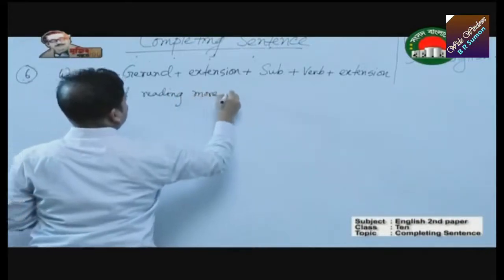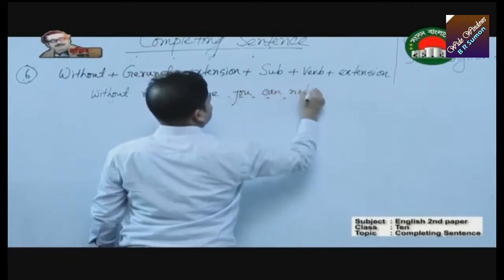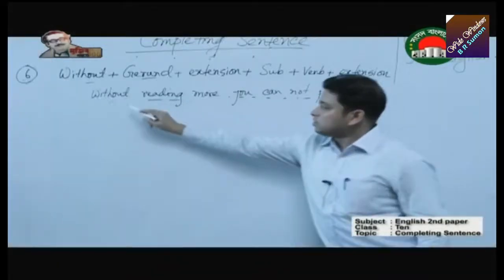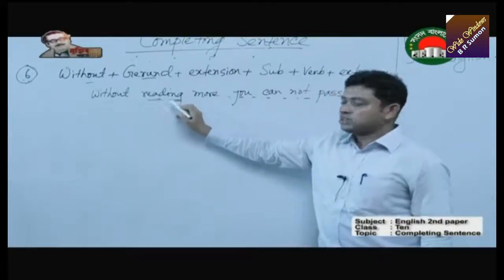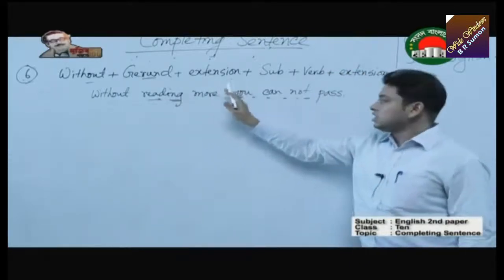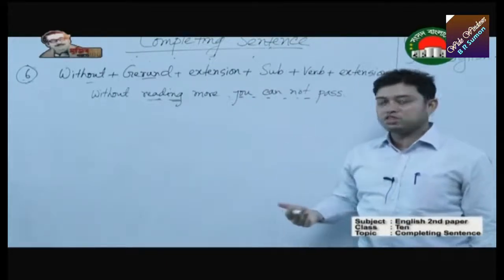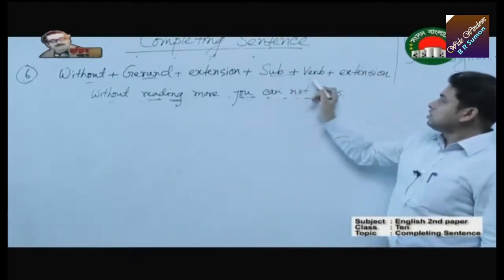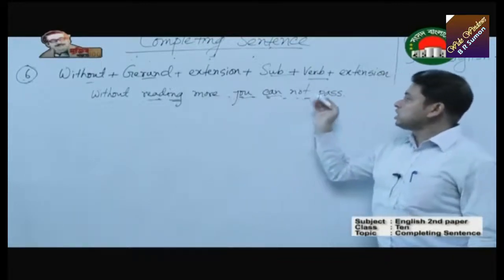Example: without reading more you cannot pass. So without plus gerund, read plus ing, that means verb plus ing. Verb plus ing giving the sense of noun is gerund. Without reading more, the sentence is up to this. Then you have to complete the sentence. How you will complete the sentence depends on you. Using your memory and your creativity, follow the structure, and the sentence will be grammatically correct. So subject, verb, then extension. It is up to you. So without reading more, you cannot pass.